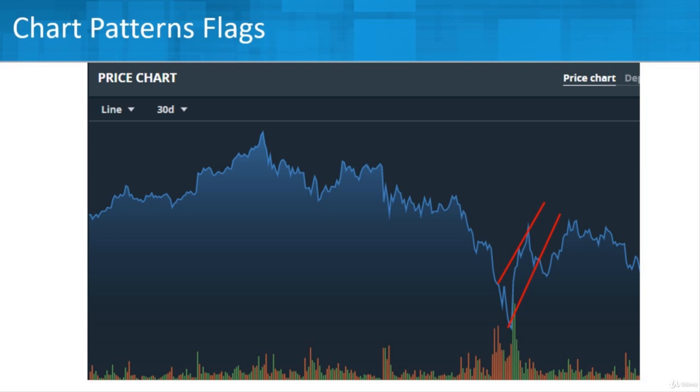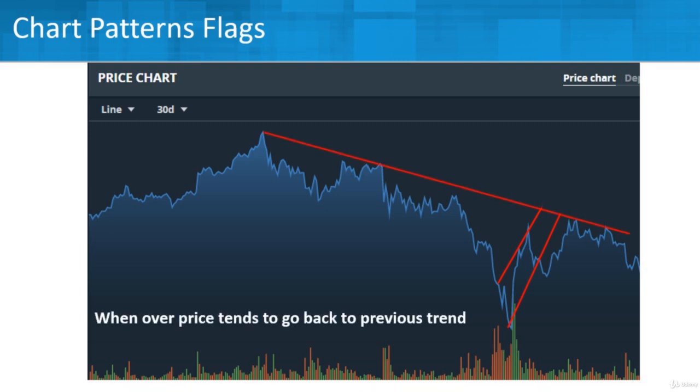In this particular example, there's this big spike in prices that come up. But then what happens? It starts to go back to the original trend. That's why this is considered a continuation pattern. So if we put a trend line on top of that, you can see that once you get past this flagpole idea, it's going to go back to that original trend.